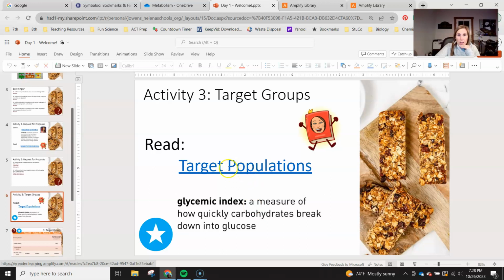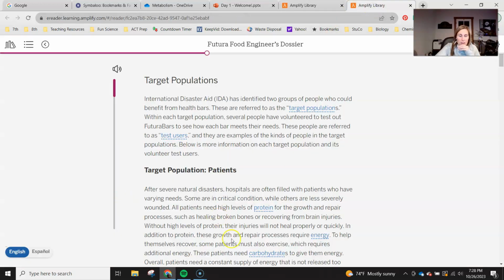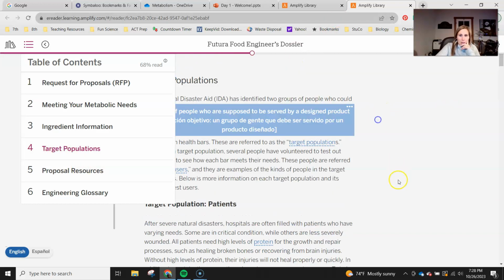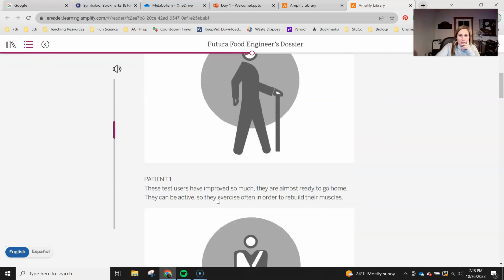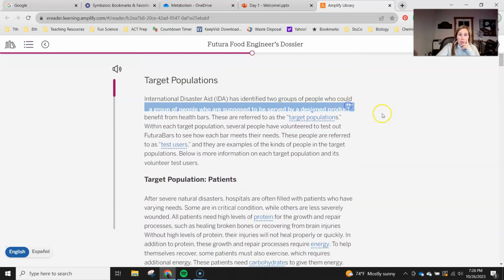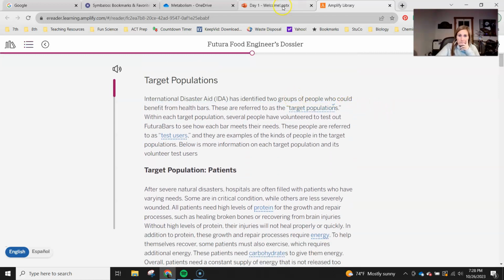Okay, so go ahead, right-click this video, open it up, or this article. Again, you'll probably have to go down to Chapter 4, Target Populations. Your article looks like this. So go ahead, read about all of these. You guys are going to come back to this article a lot today. So when you are done with it, don't close out of it, because you are going to have to keep coming back and forth and back and forth and back and forth again.